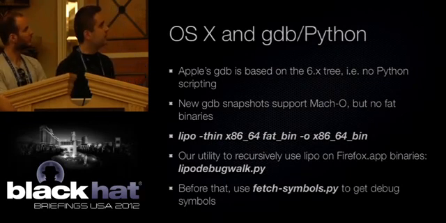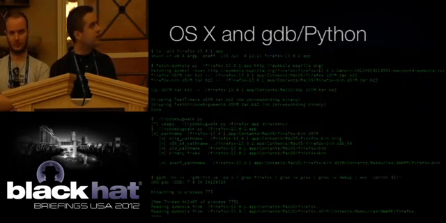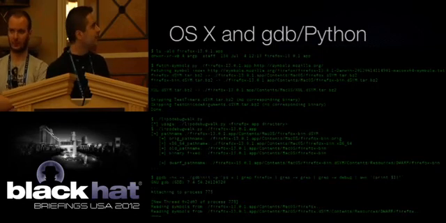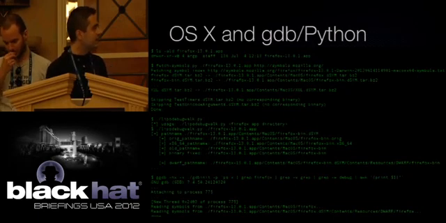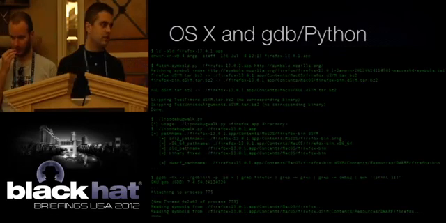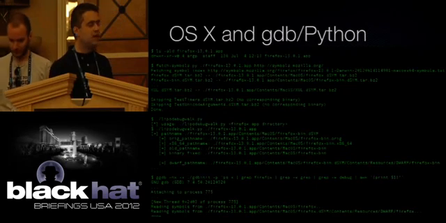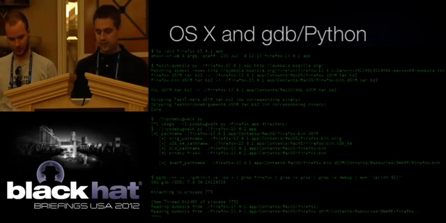So you have Firefox 32.0.1.app. You run fetch symbols on this directory, which fetches debugging symbols from Mozilla. And then you run the lipo debug walk utility on this directory, which strips all binaries to the 64-bit versions. And then you attach GGDB, which is basically a custom compiled GDB version, a newer snapshot of GDB that's able to load Mach-O 64-bit binaries and also has Python scripting support, and attach it to Firefox. And then you're able to debug it and have Python scripting support.